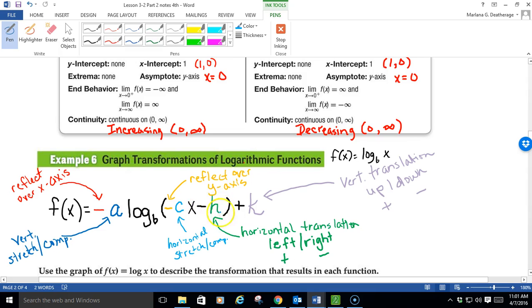Then, if we're adding or subtracting a number inside the parentheses, that's going to be a horizontal translation. If it's positive, it'll go left. If it's negative, it'll go right. And then a plus k, plus or minus a number right here, is going to be a vertical translation, positive up, negative down.